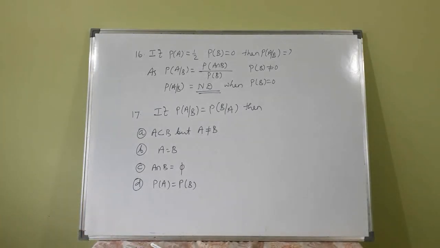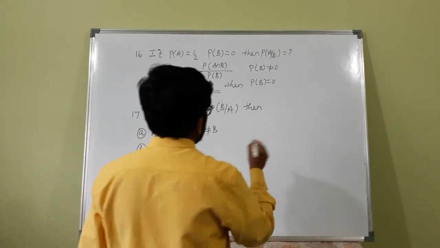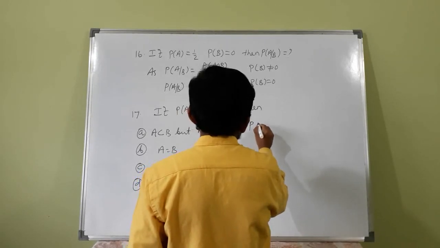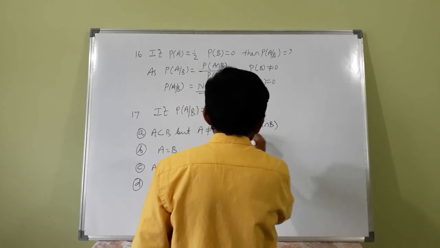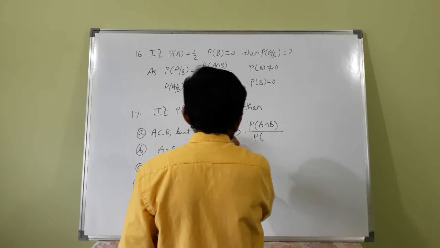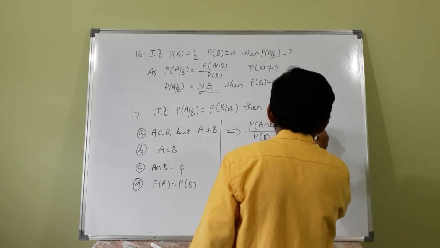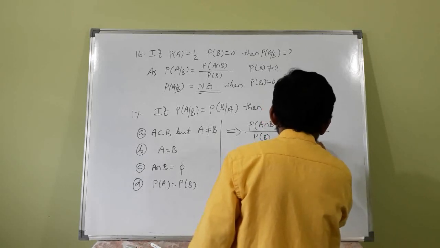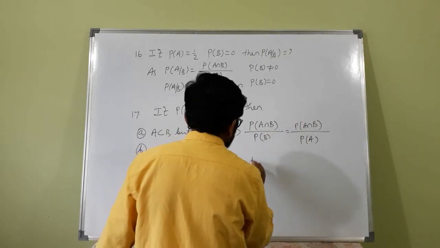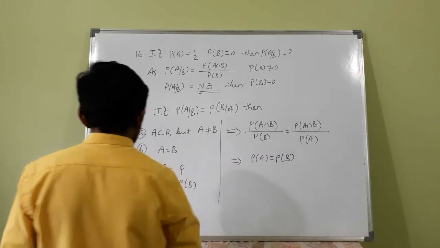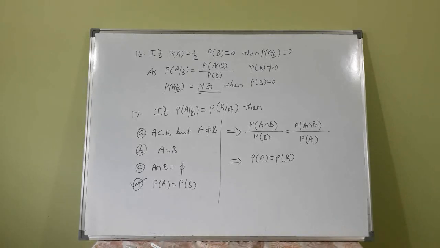If probability of A given B is equal to probability of B given A, then among the 4 options, probability of A given B means probability of A intersection B divided by probability of B, which is equal to probability of A intersection B divided by probability of A. So this implies probability of A is equal to probability of B, that is option D. Both the numerators are the same, so the denominators are also the same.